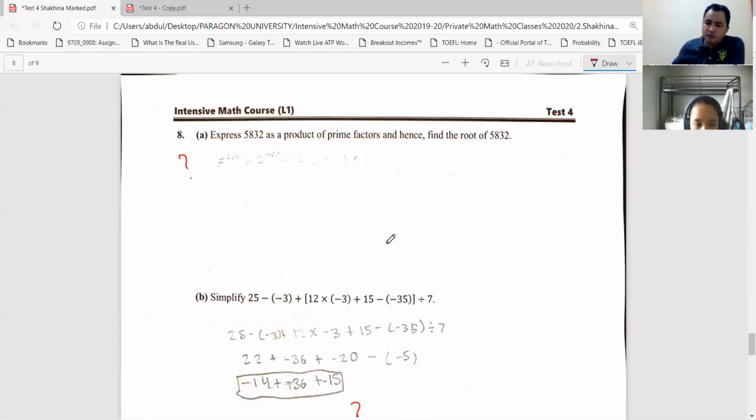How about 8, Shahina? Why couldn't you do this question? I think I did it. Maybe you wrote something, but I cannot see anything here. Oh yeah, I wrote it. Wait, I wrote 5 to the power of 200 plus 2 to the power of 400. Why plus?